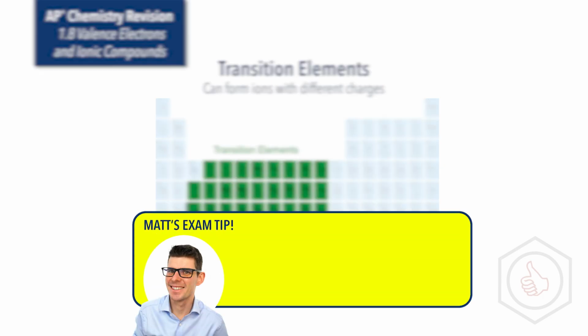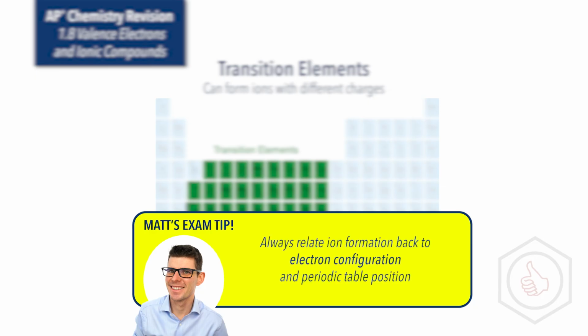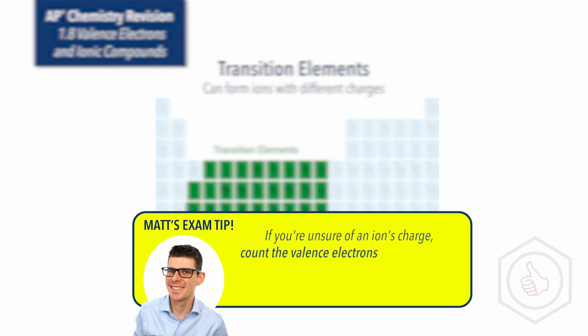Exam tip here: always try and relate the charge of an ion to its element's position in the periodic table. If you're unsure about an ion's charge, count the valence electrons an atom of the element has and think about how many need to be lost or gained to get a stable configuration, often satisfying the octet rule.